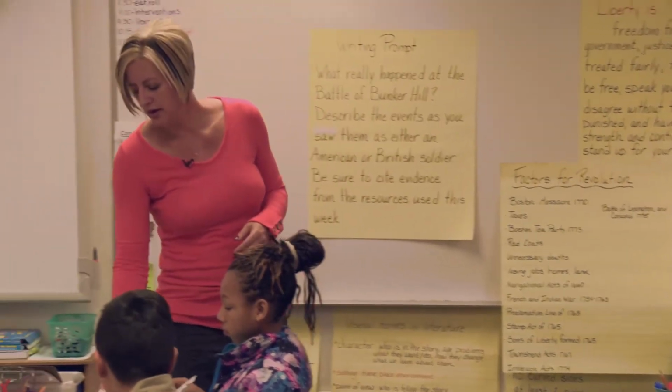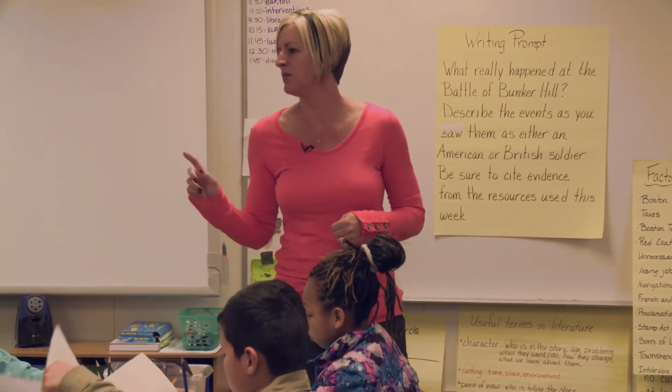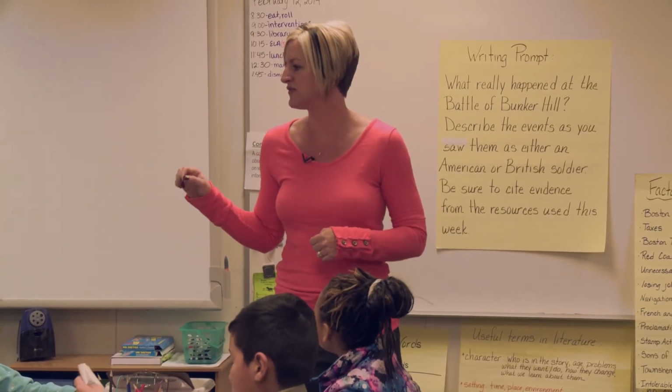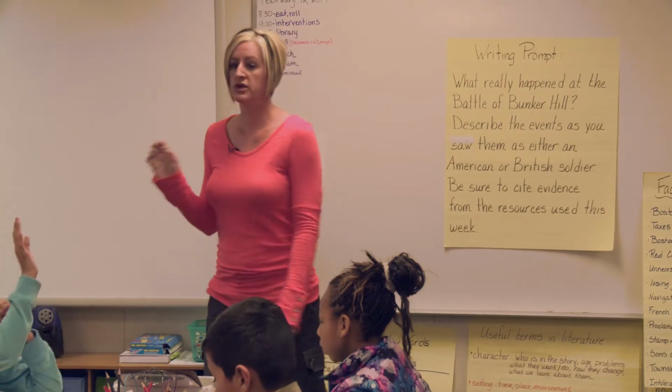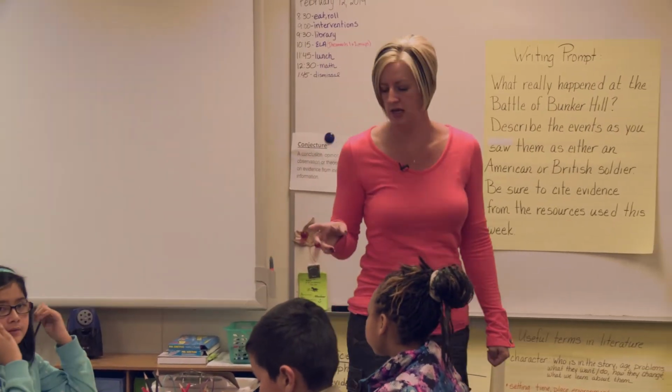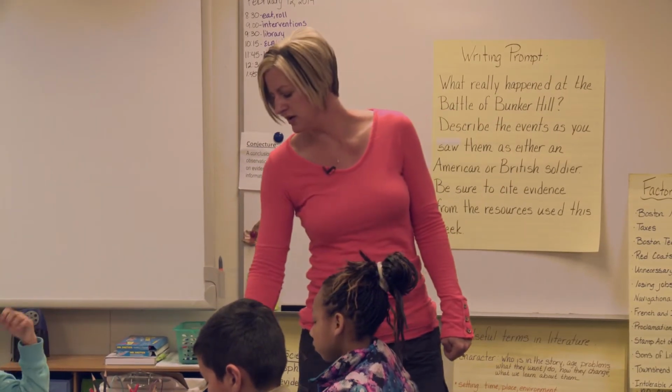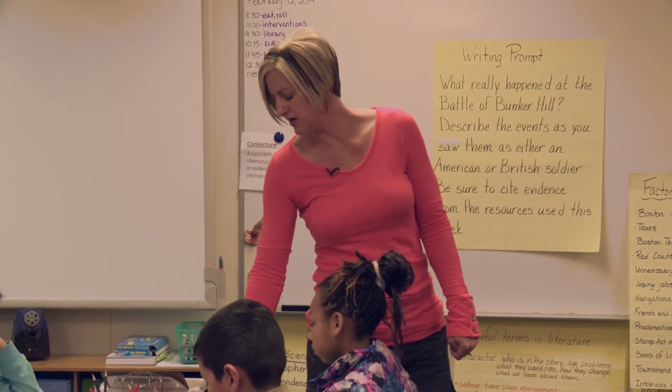So document number 1 is Francis Bailey's summary. Remember, it's not Francis Bailey's summary. Who is Francis Bailey? The printer. He was the one who printed it, okay? So we're going to look at document number 1, the printing by Francis Bailey.